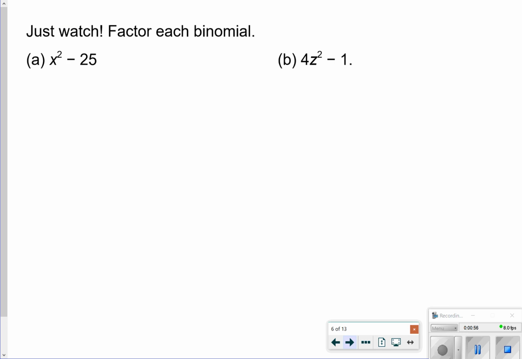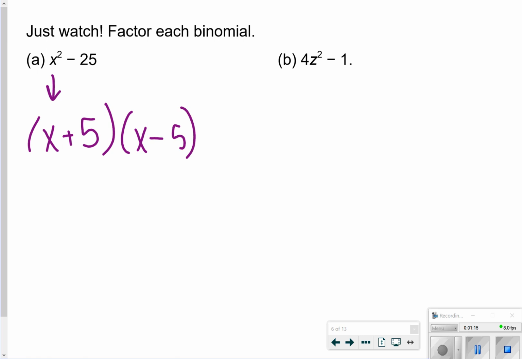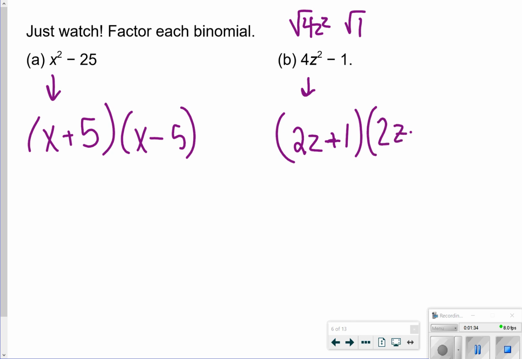So these we're just going to try real quick, and then I'm going to get you to try some on your own. These are perfect squares. X squared has a square root of x, so I can just write x, and 25 has a square root of 5, so my answer will be x plus 5 times x minus 5. Sometimes you might have a coefficient with a variable, but as long as the coefficient is a perfect square, you can also find the square root of it. The square root of 4z squared is going to be 2z, and the square root of 1 is just 1. So my answer for letter B would be 2z plus 1 times 2z minus 1.